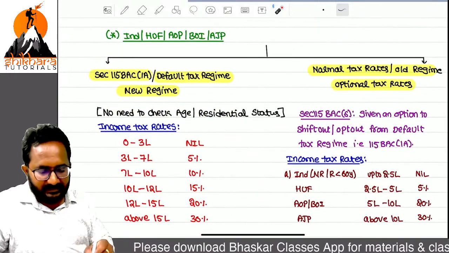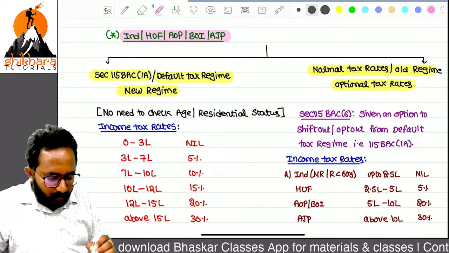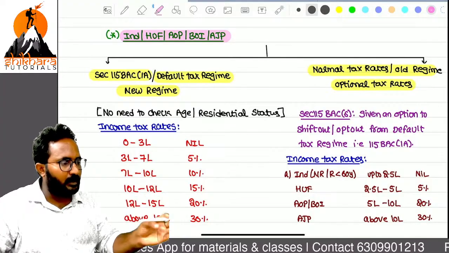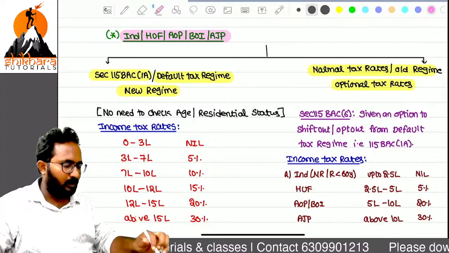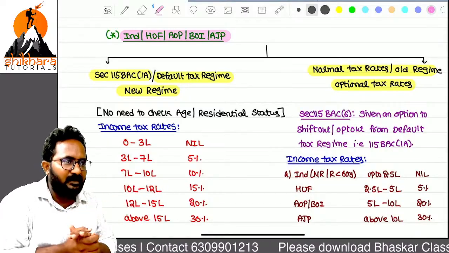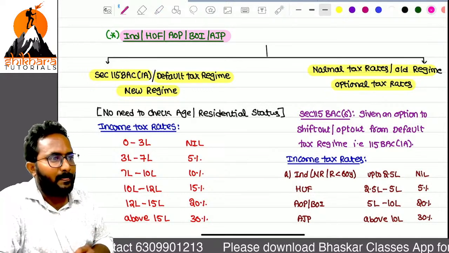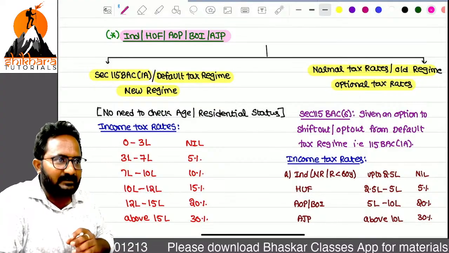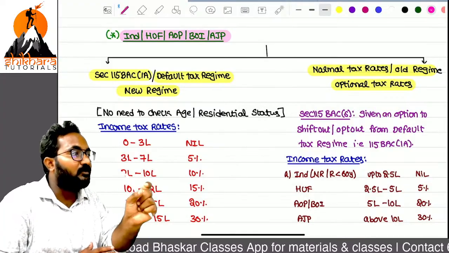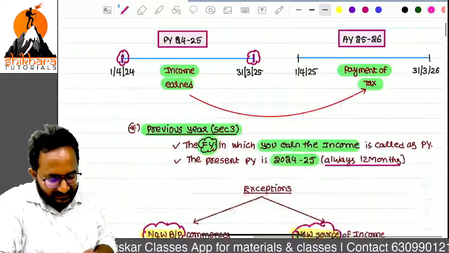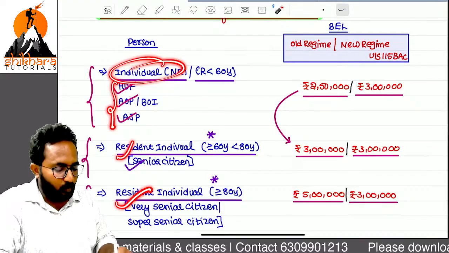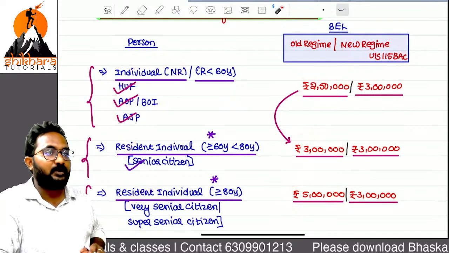First I want to give you the tax rates for that individual, HUF, AOP, BOI, AJP. Sir, what is the speciality, sir? Why we are combining these persons, ma? Any similarity you can find? Reason I will tell you. For these assessees only, old regime is there. New regime is what, ma? 115 BAC. If you remember, while discussing the basic exemption limit itself, I told you. For this category, individual, HUF, AOP, BOI, AJP, old regime is there. Combinedly for all these, we have a new regime, that is 115 BAC.